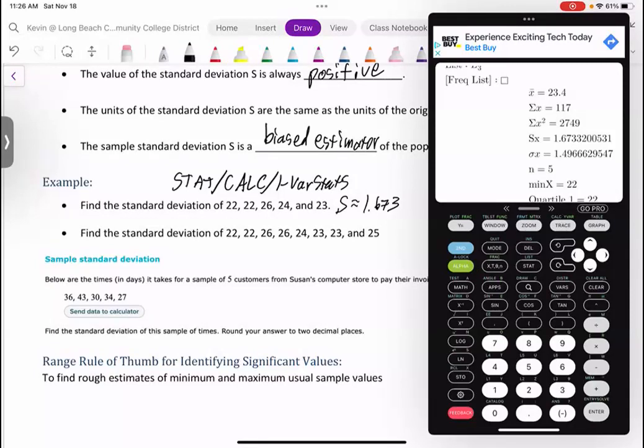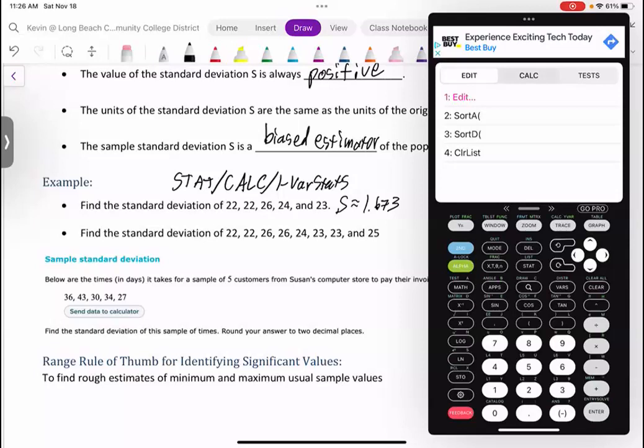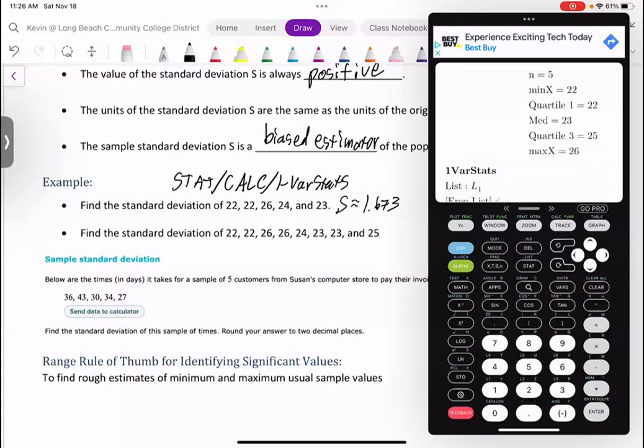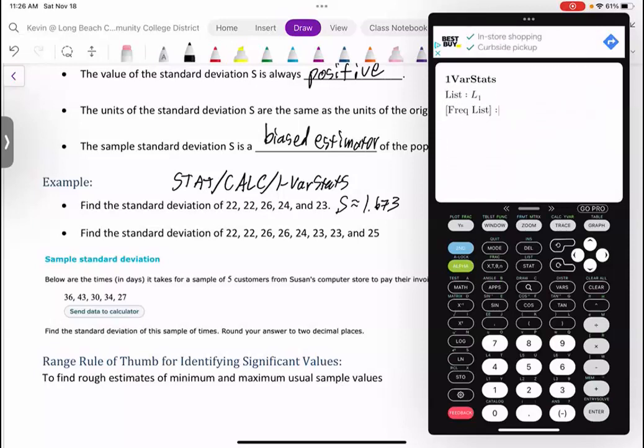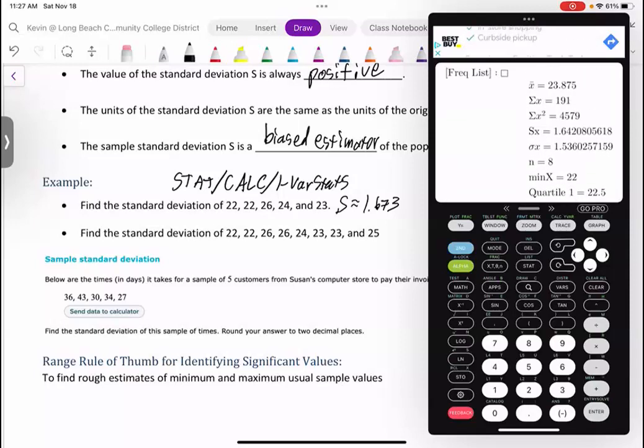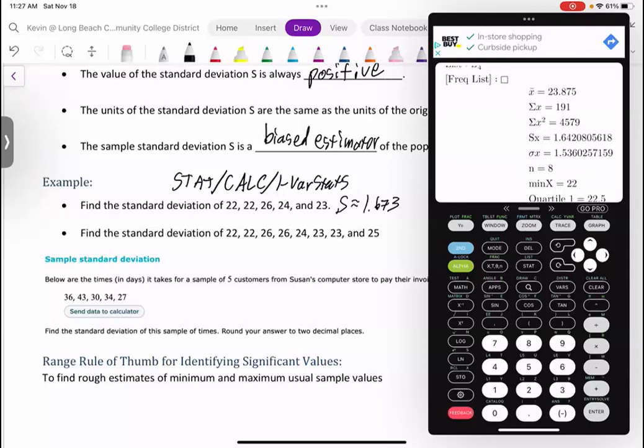And I'm going to do the same for the second data set: stat, calculate, one variable statistics. I'm going to do this again against list 4, pardon me, so second 4. And my standard deviation is right there. It's so nice to do all this for me.